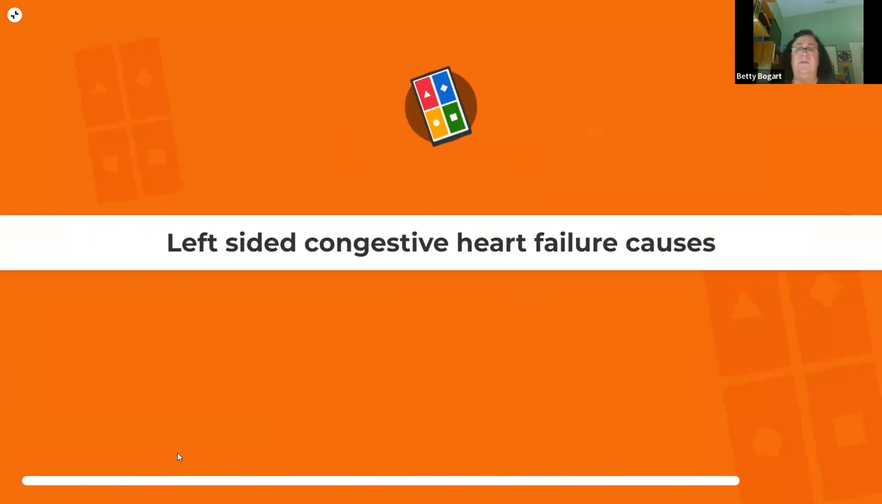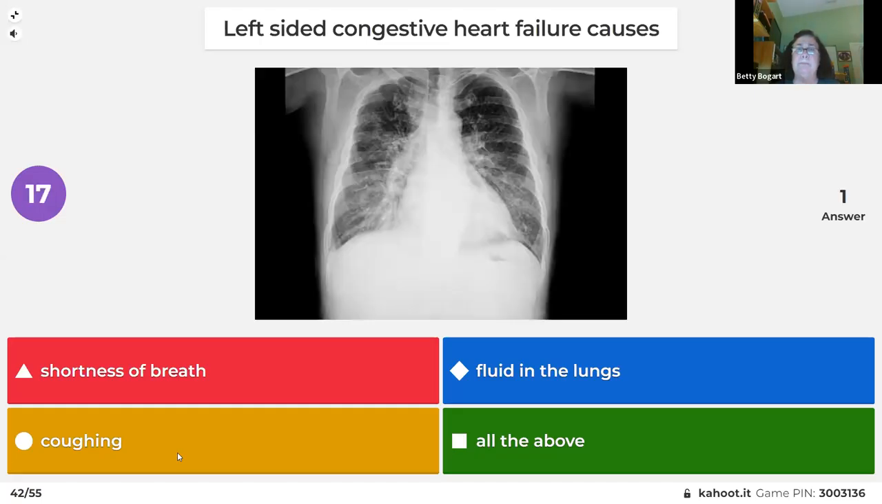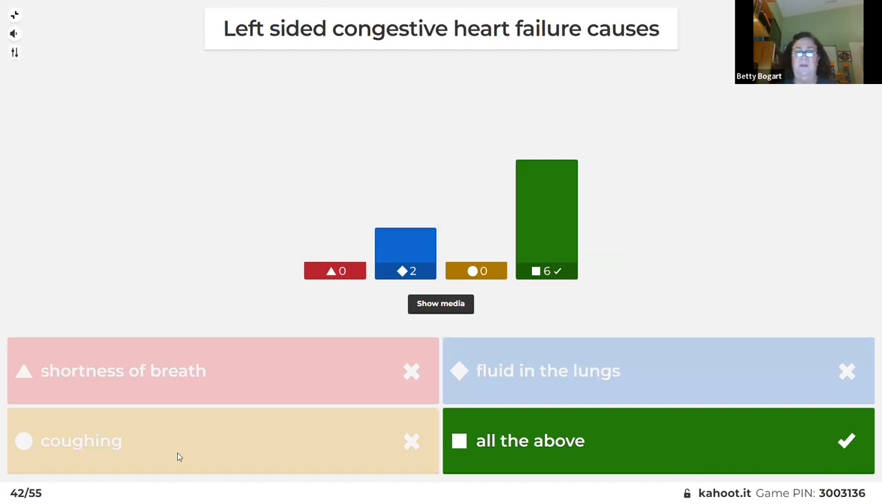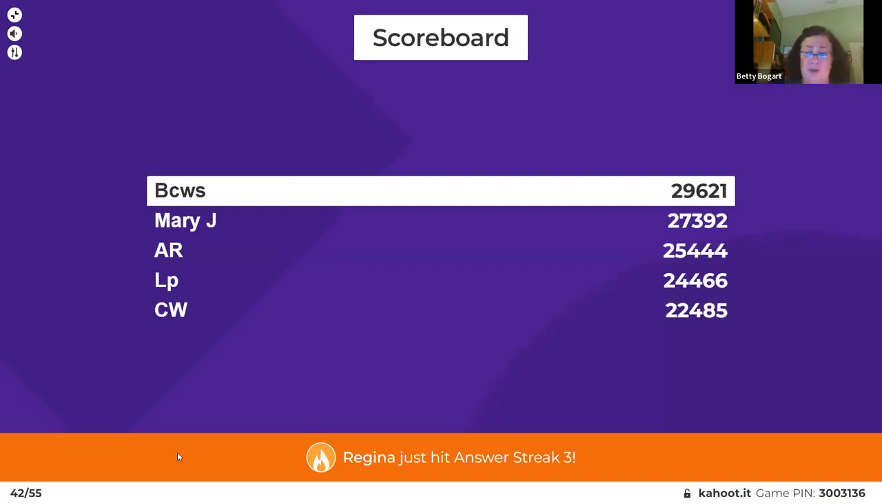Left-sided congestive heart failure causes what? When the left side of the heart's not working, garden hose, where do you see it land? This is when you see all of those respiratory signs: shortness of breath, fluid in the lungs, coughing because it's filling up the lungs. And that's usually what congestive failure is, left-sided.